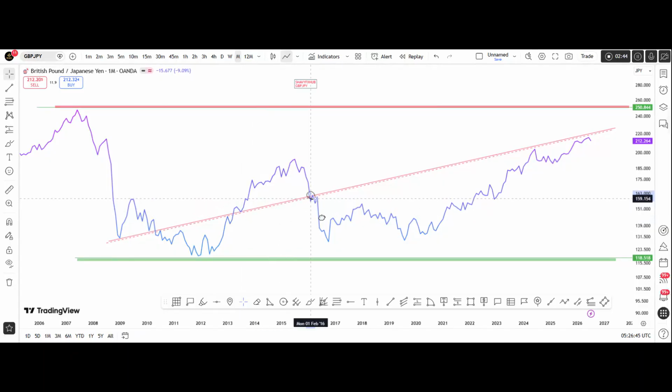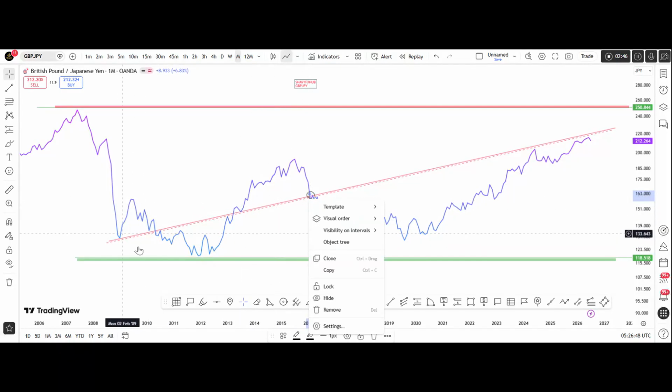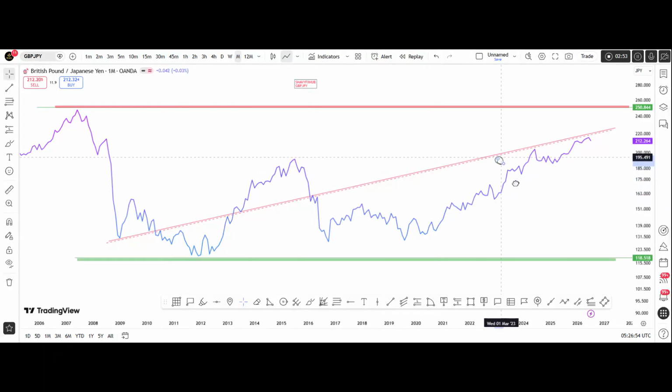We broke the structure. What structure was broken? A, B, C, D, E. And price returned here as a retest count after break of structure. And we return here to retest it, and we are back.